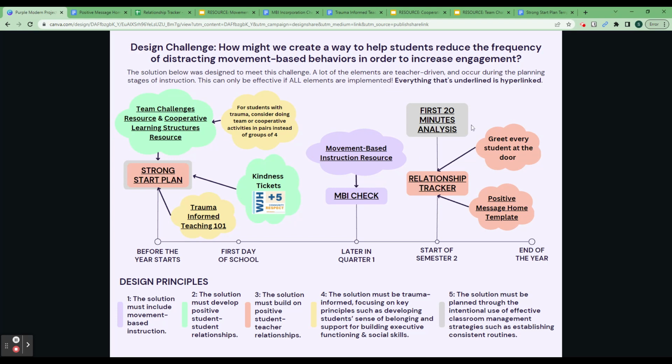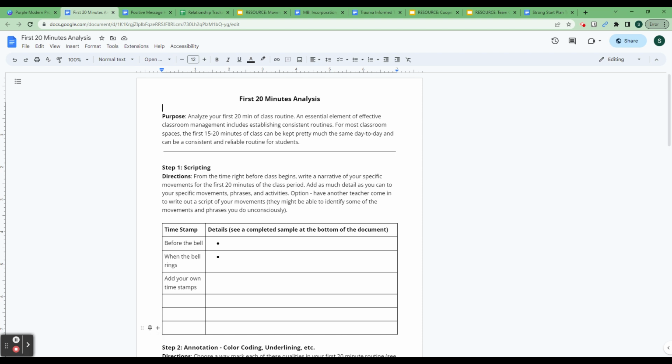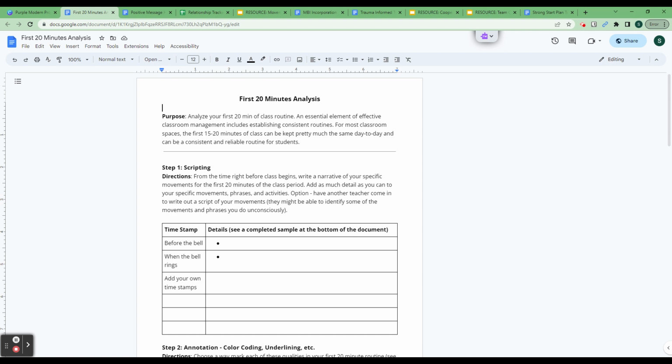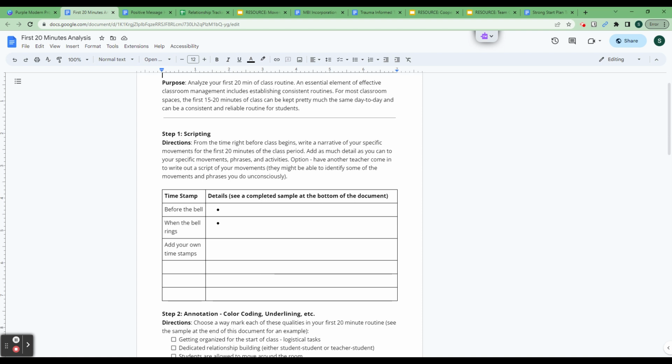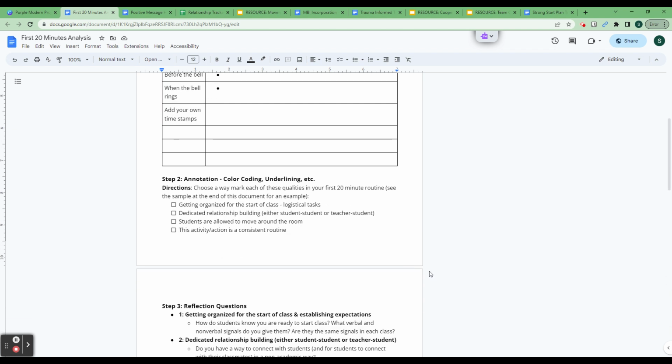The last piece of this solution is the first 20 minutes analysis. Partway through the year, when we have some more established routines, this is a really great time to pause and think about how I am using the first 20 minutes of class. All the directions you need are in this document. The first piece is scripting, so writing out exactly what you're doing at the beginning of the class period, then color coding it based on what those tasks are intended to do.